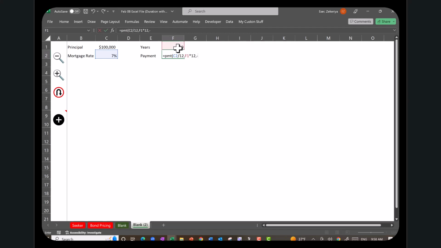I'm going to put a negative sign. Oh, third argument is, I'm sorry, the present value. I'm going to put a negative sign in front of that so that it produces a positive number. The fourth and fifth arguments are optional since there are no balloon payments.